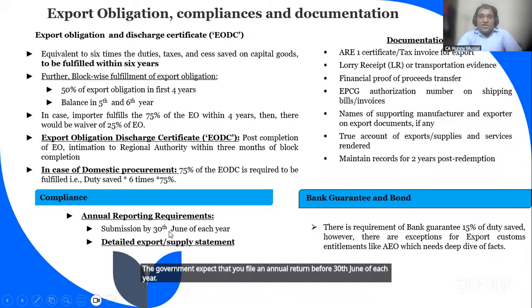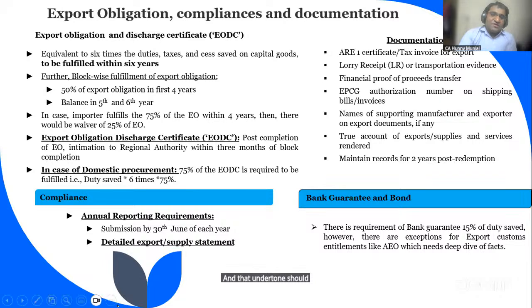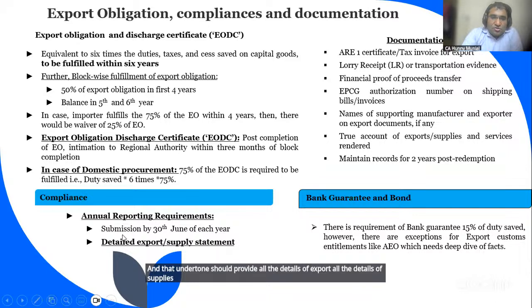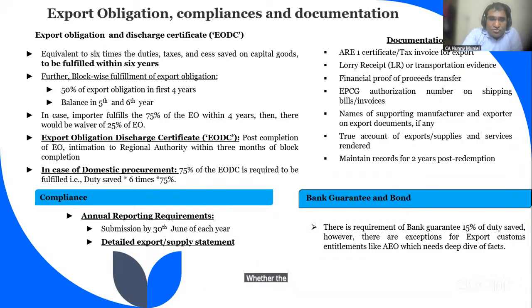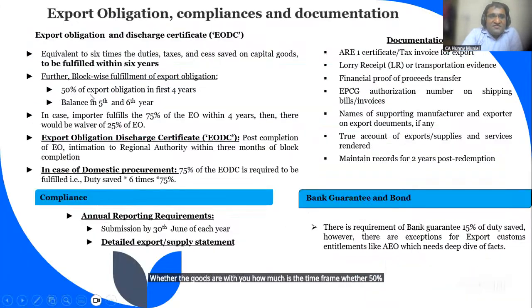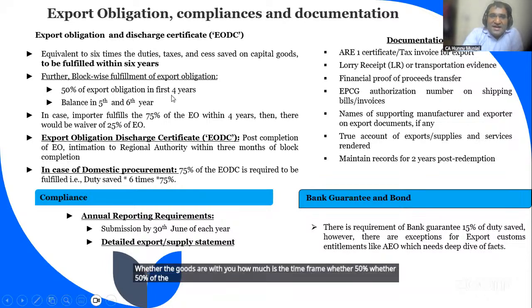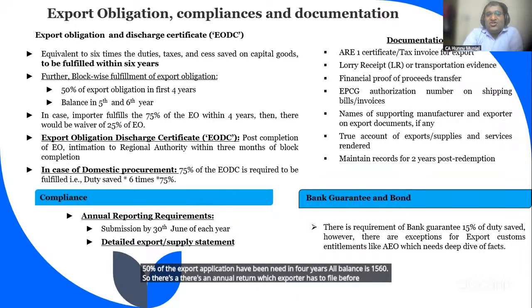And that annual return should provide all the details of export, all the details of supplies, and all other details, so that they can verify whether you have indeed complied with the export obligation, whether the goods are with you, and how much is the time frame, whether 50% of the export obligation has been met in 4 years or the balance is 1.5 times. So there's an annual return which an exporter has to file before 30th June of each year.